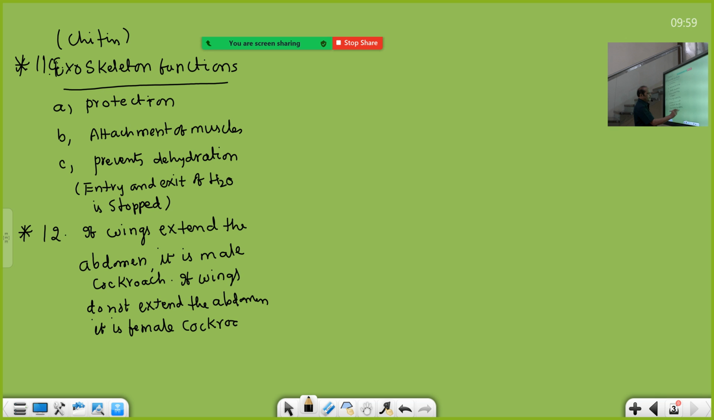So like that, male and female cockroach. There are other identification features also. I will give you the distinction between male and female cockroach separately in tabular form, so that you will come to know all those points. So this is about the external characters.